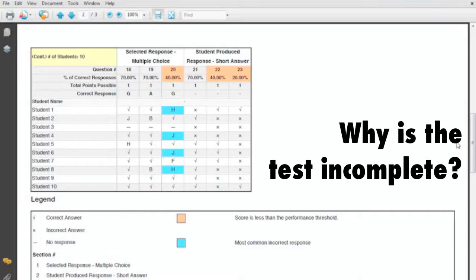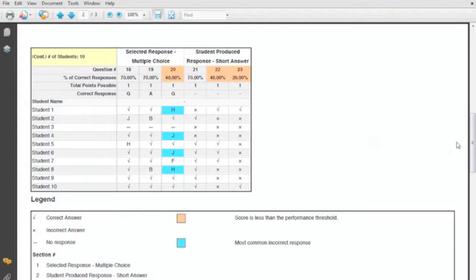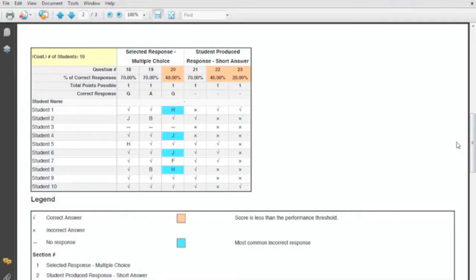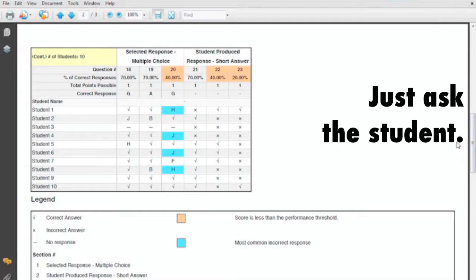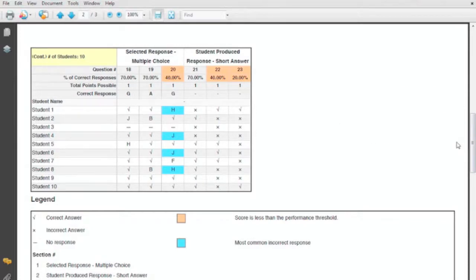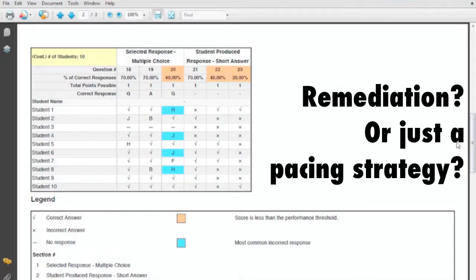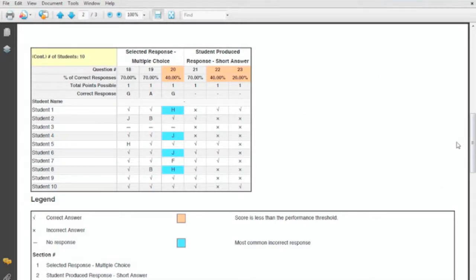Either the student really did struggle with the concepts of the test, which is possible given how they did on the first 2/3 of it, but maybe they felt rushed or there was something else going on that distracted them. The easiest way to find out is just to ask the student. 9 times out of 10, if you ask them without any other students eavesdropping, they'll be honest, and you'll know exactly what to do to help them, whether it's actual remediation or maybe a pacing strategy to help them out so that they better budget their limited time on the test.